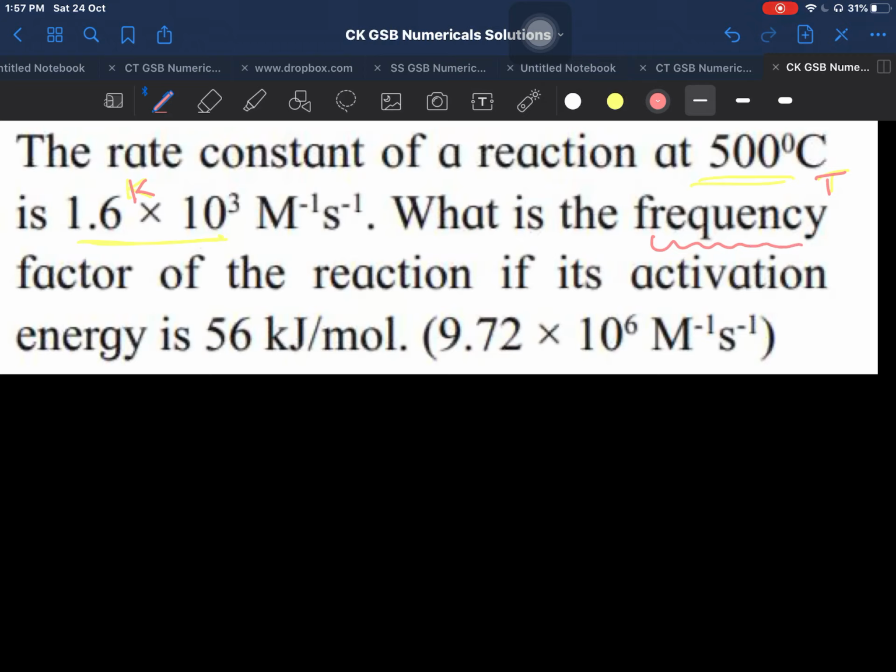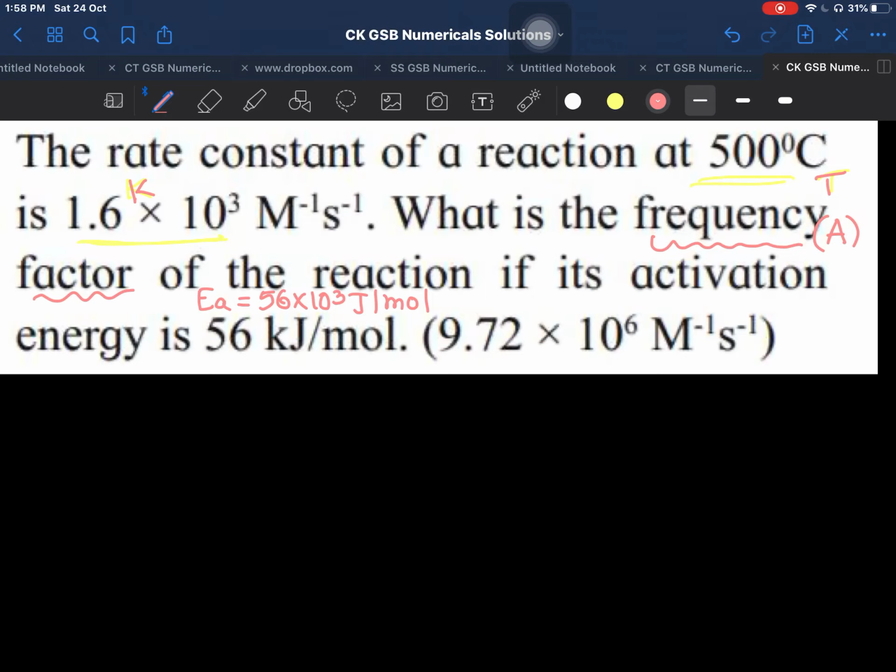So what is the meaning of frequency factor? It is A. They have asked what is A, if the activation energy is 56 kilojoule per mole. So activation energy, whenever it is in kilojoule, you convert to joule. 56 converts to 56 into 10 to 3 joule per mole. So multiply by 1000. Okay.